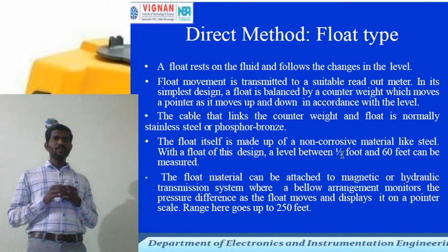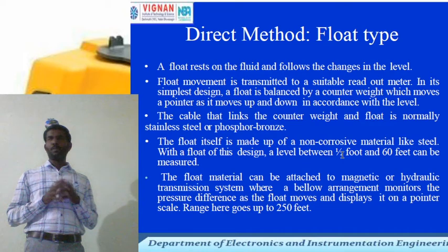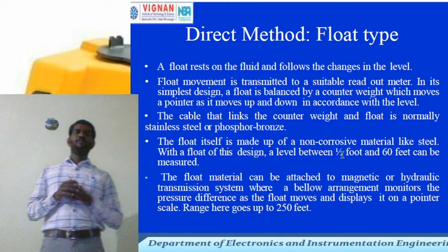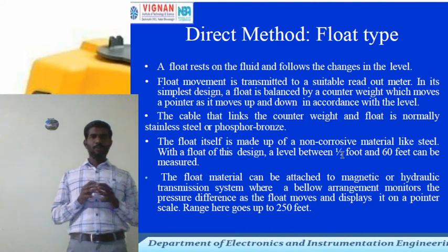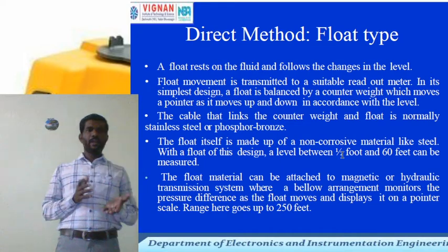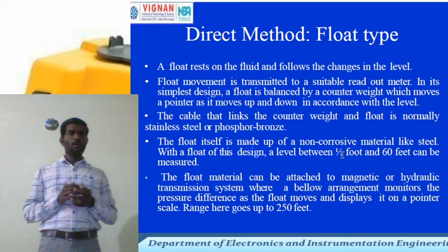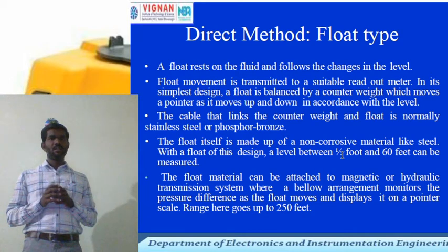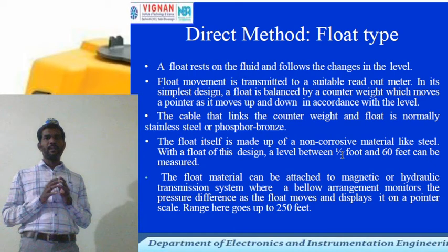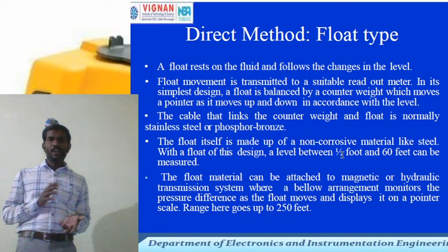In this direct method, one of the important techniques is the float type. This float type has so many advantages for industrial purposes. A float rests on the fluid and follows the change in the level. When the level increases, the float stays on the surface of the liquid and moves upward and downward. So the float movement is transmitted to a suitable readout meter. In its simple design, the float is balanced by a counterweight, which moves a pointer as it moves up and down in accordance with the level.